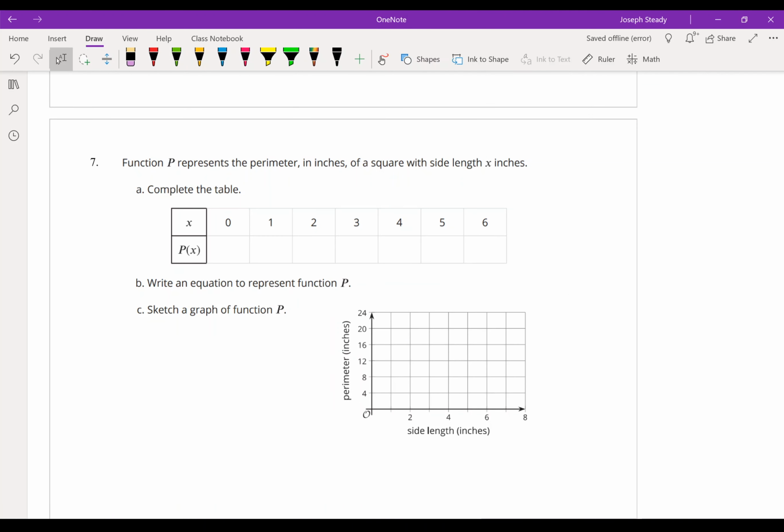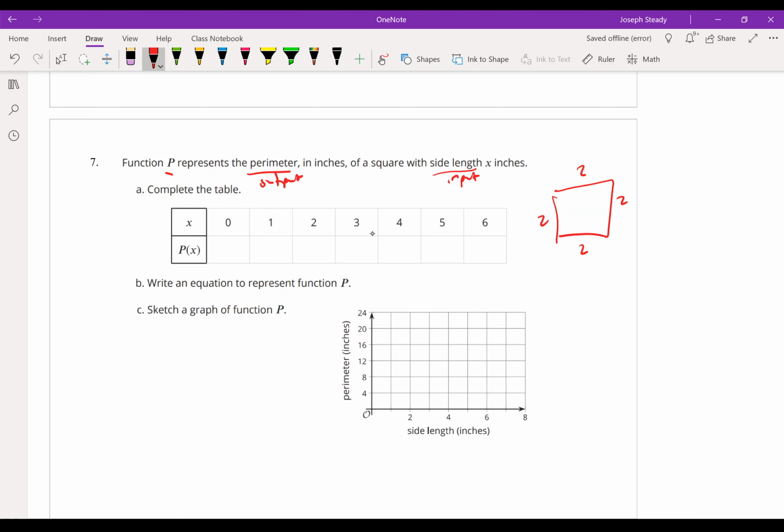Last problem. Function p represents the perimeter in inches of a square with side length x inches. Now perimeter, that's my output here. P is the name of the function. My input is the side length of the square. So let's first think about a square. Looks like this. If I want to find the perimeter, I have to add up all these side lengths. So if we look at one example, if we look at 2, well, when I go to add these up, I have 4 2's. So the fastest way to find perimeter just seems to be to multiply the number by 4, actually.